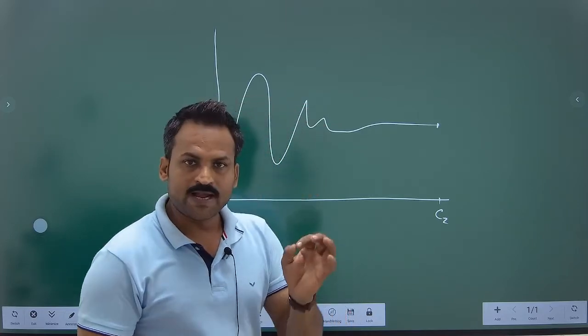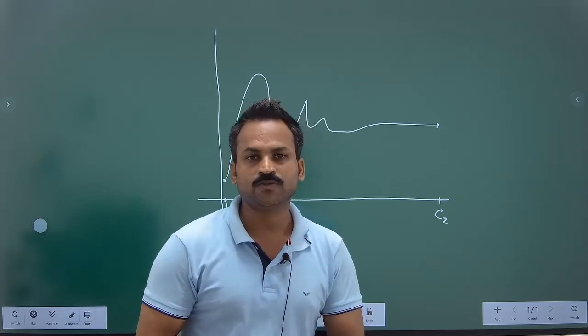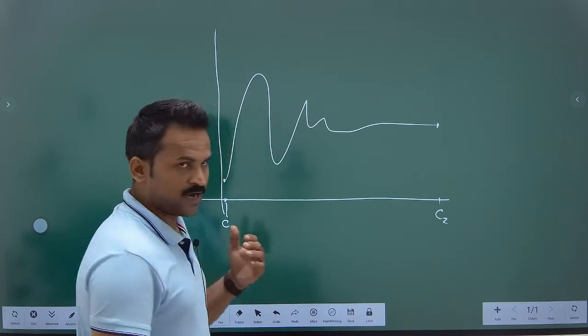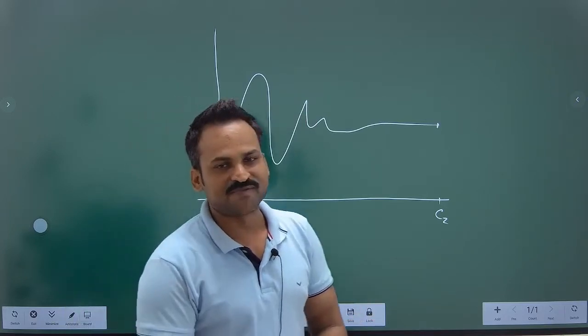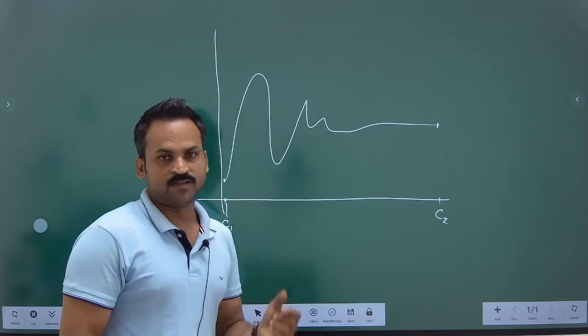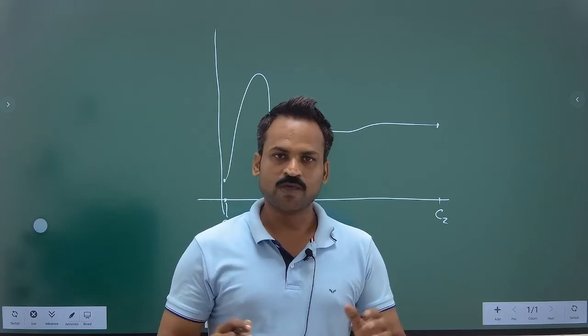The point at which the graph of the function attains its highest value, that is known as the point of maxima, as well as the point at which the graph attains its minimum value, or we can say we will be getting the deepest valley, that is known as the point of minima. Okay.